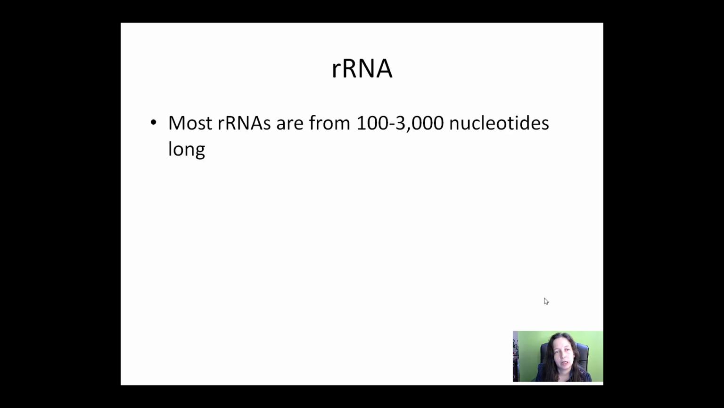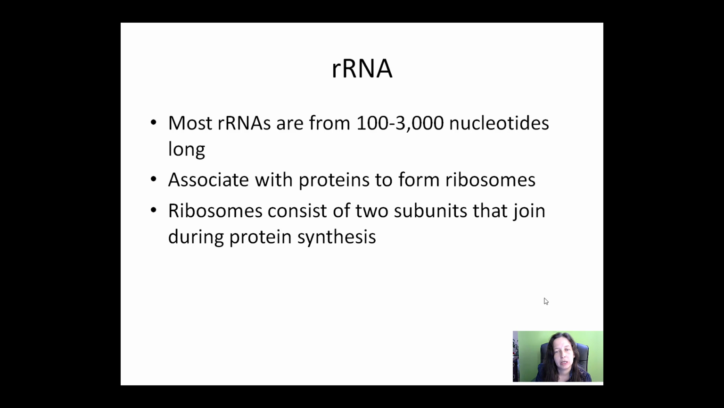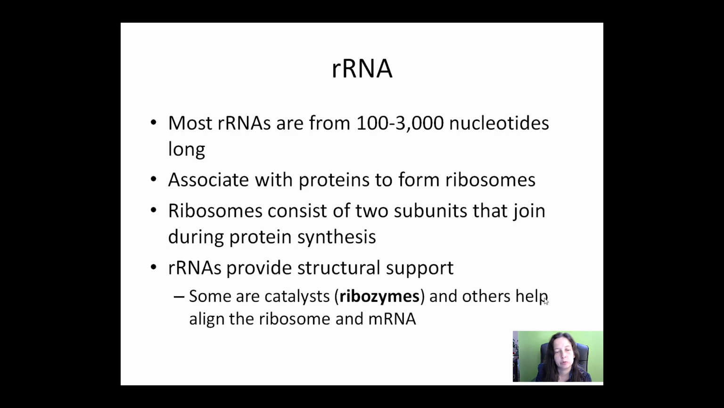So what is rRNA? rRNA, or ribosomal RNA, forms ribosomes. Ribosomes consist of 2 subunits that join together during protein synthesis. They provide structural support, and some of them have catalytic or enzymatic activity. There is a hypothesis that all life on Earth stems from an RNA molecule because RNA can have enzymatic activity.